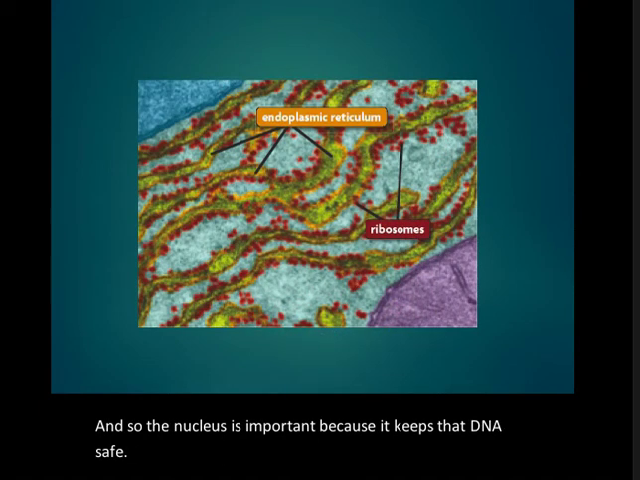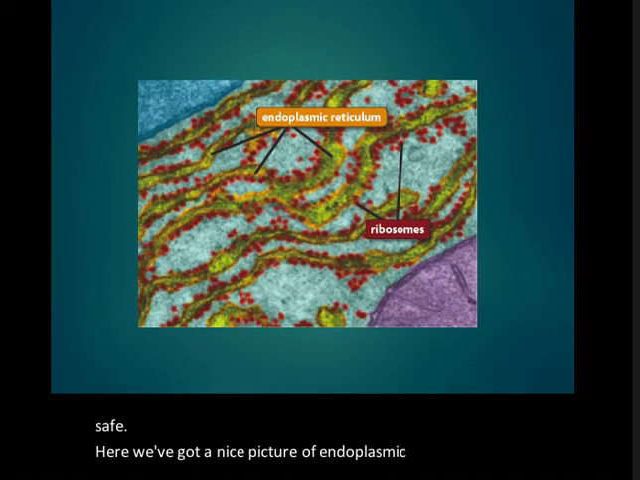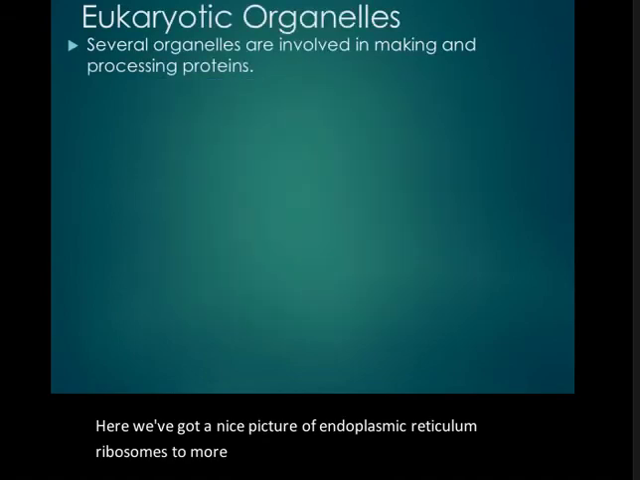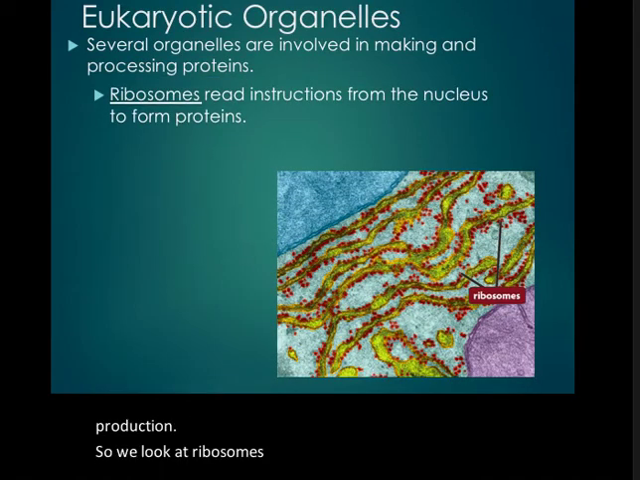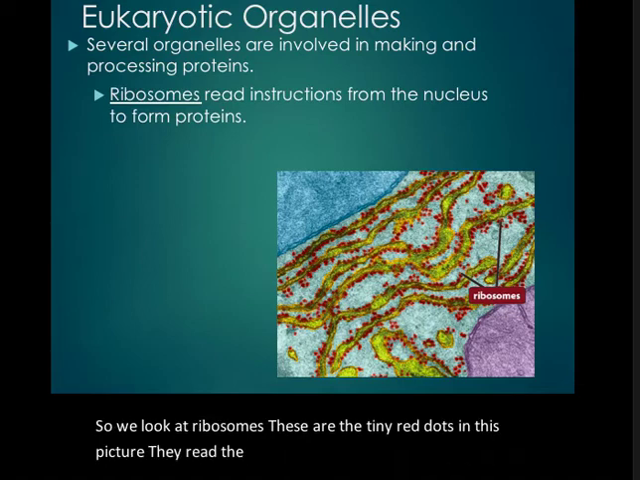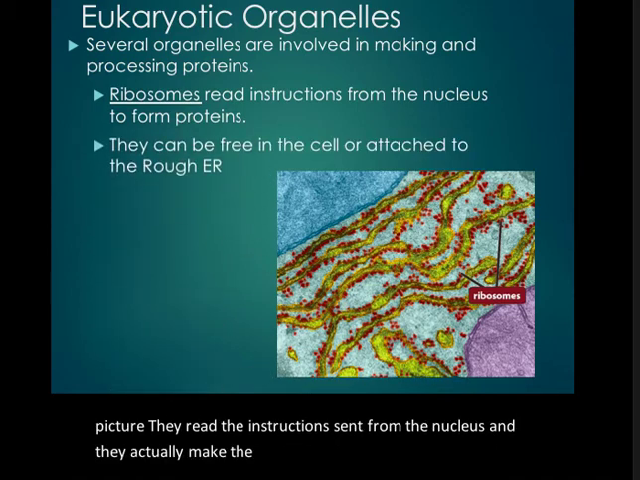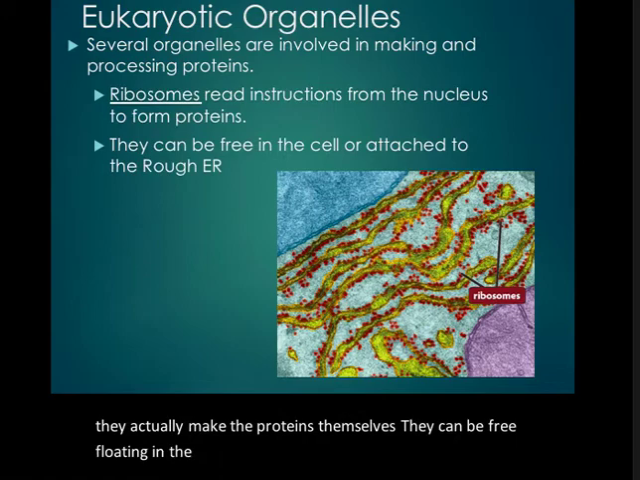Here we've got a nice picture of endoplasmic reticulum and ribosomes, two more organelles associated with protein production. So we look at ribosomes. These are the tiny red dots in this picture. They read the instructions sent from the nucleus, and they actually make the proteins themselves. They can be free-floating in the cytoplasm, or they can be attached to the rough endoplasmic reticulum.